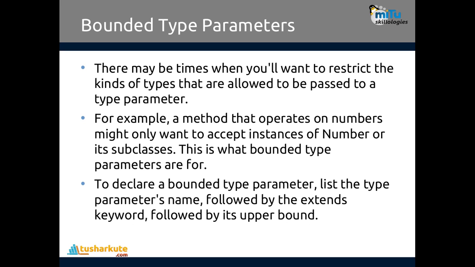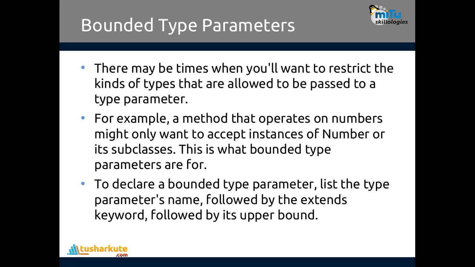Now there are some more properties that generics contain. Let's see the bounded type parameters. There may be times when you will want to restrict the kind of types that are allowed to be passed to the type parameter. For example, a method that operates on numbers might only want to accept instances of Number or its subclasses. This is a bounded type parameter.